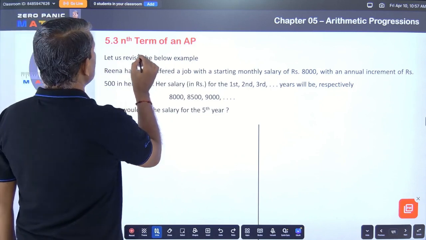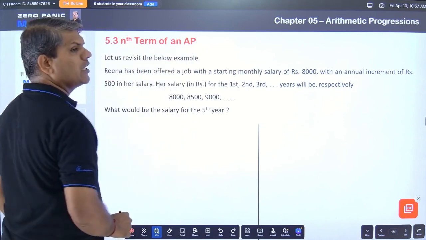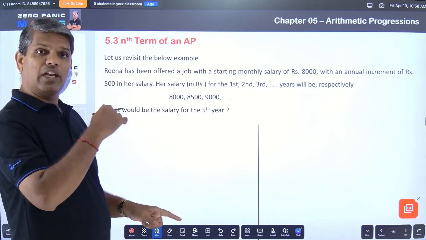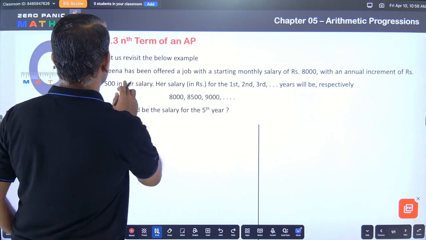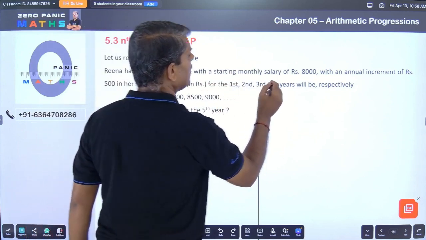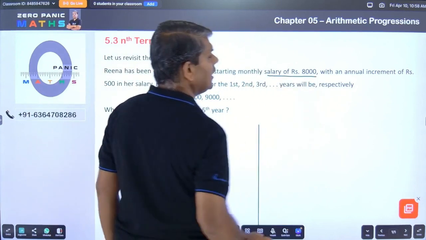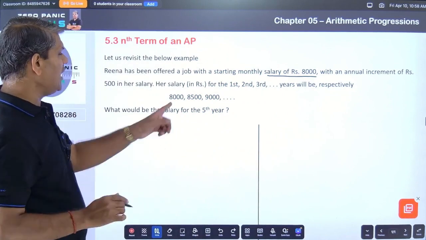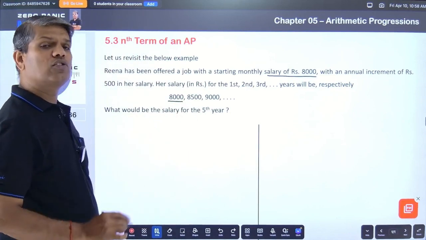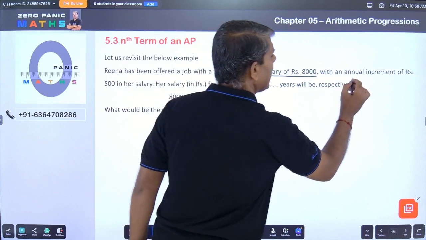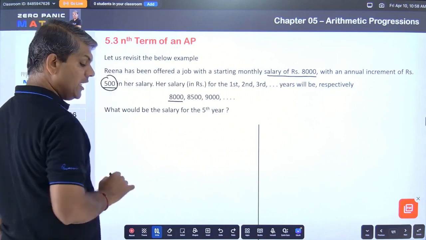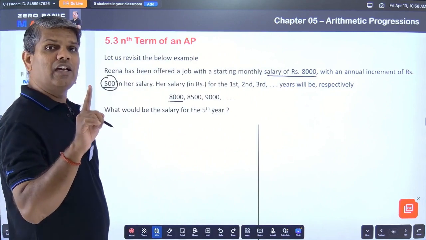So how to find the nth term of an arithmetic progression? As a real life example of an arithmetic progression in the beginning of this chapter, the example was: Reena has been offered a job with a starting monthly salary of 8,000. So in the first year her salary will be 8,000 per month, with an annual increment of rupees 500. Rupees 500 annual increment she will get every year.